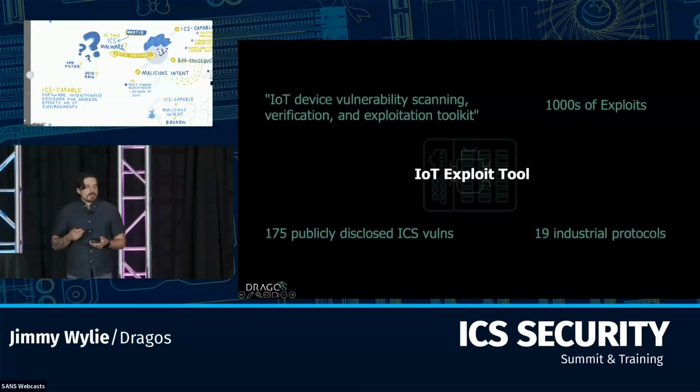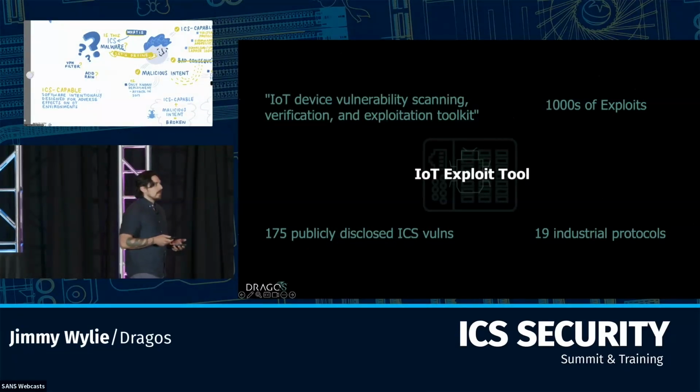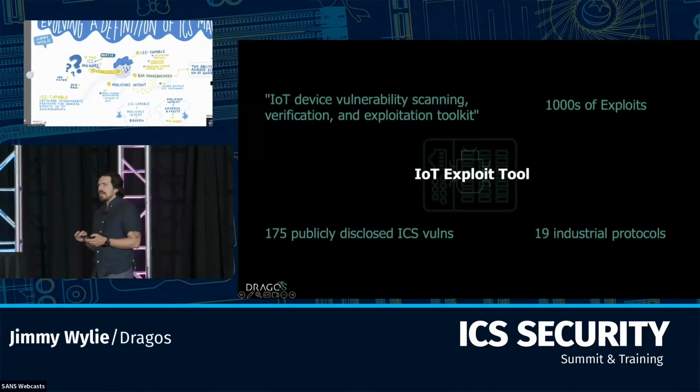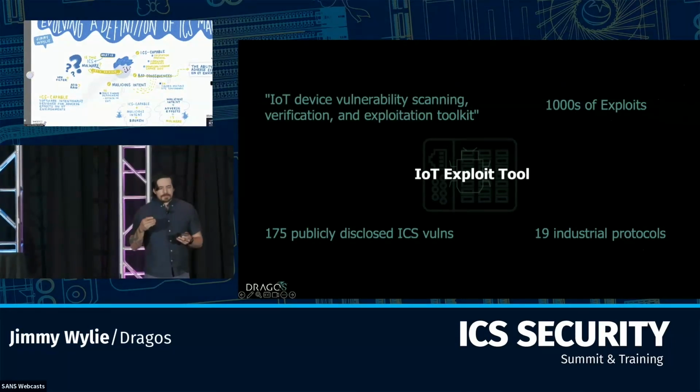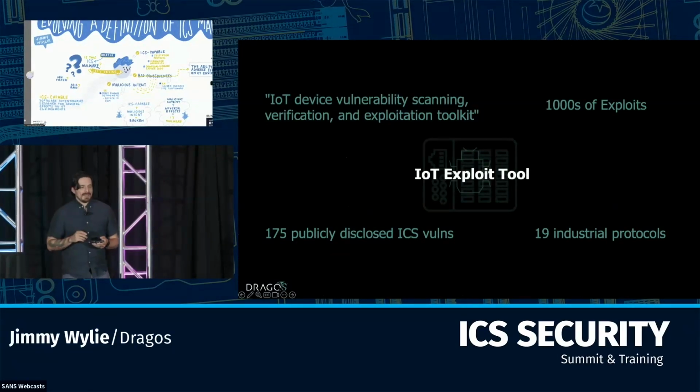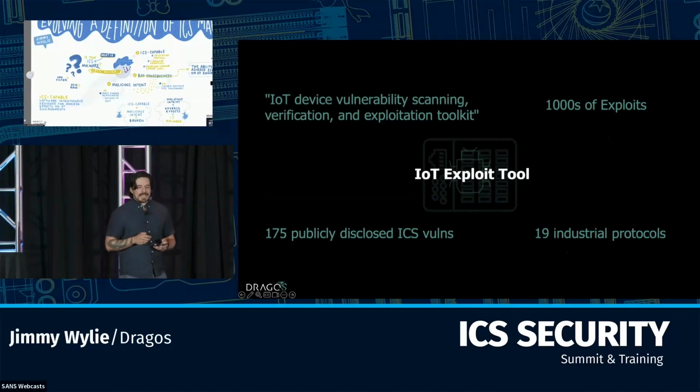So IoT exploit tool is a tool that we found. I don't think there's a public report on this. I think the only public reference to this is in Dragos' Year in Review report from the past year. This is a tool we found in, I think, 2023. Anyway, we were hunting for ICS-related compiled Python tools. And this thing featured a lot of Chinese strings, one of which we translated, and it self-identifies as an IoT device vulnerability scanning, verification, and exploitation toolkit. It featured thousands of exploits for all kinds of devices, IP cameras and the like.